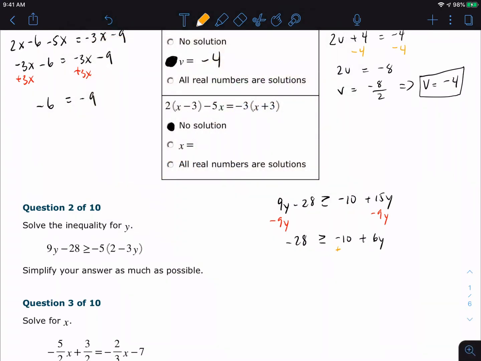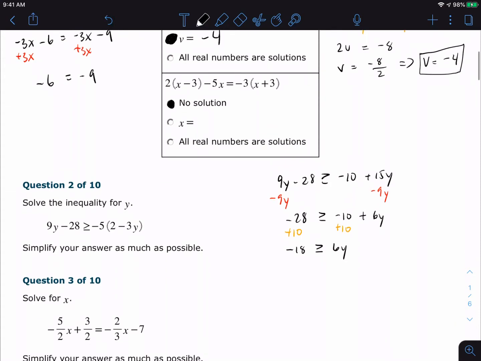Now I need to add 10 to both sides, right, to get the like terms together. And so I'm going to get a negative 18 is greater than or equal to 6y. I have to divide by 6. It's positive, so the inequality won't flip. And so I'm going to get negative 3 is greater than or equal to y. And this is my solution.